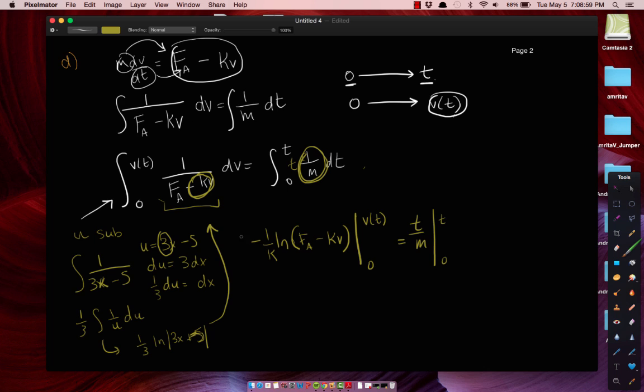So let's put in our upper and lower bounds. We're going to say negative 1 over k. We're going to pull this constant out because it's not going to change with the bounds. So negative 1 over k times ln of Fa minus k times v of t, minus ln of Fa minus k times 0. So we simplified this side and plugged in the bounds.